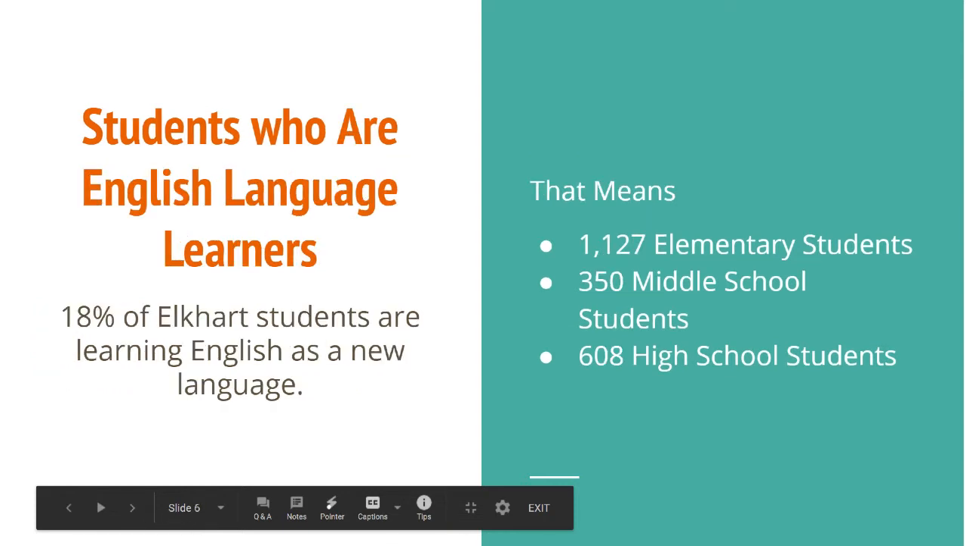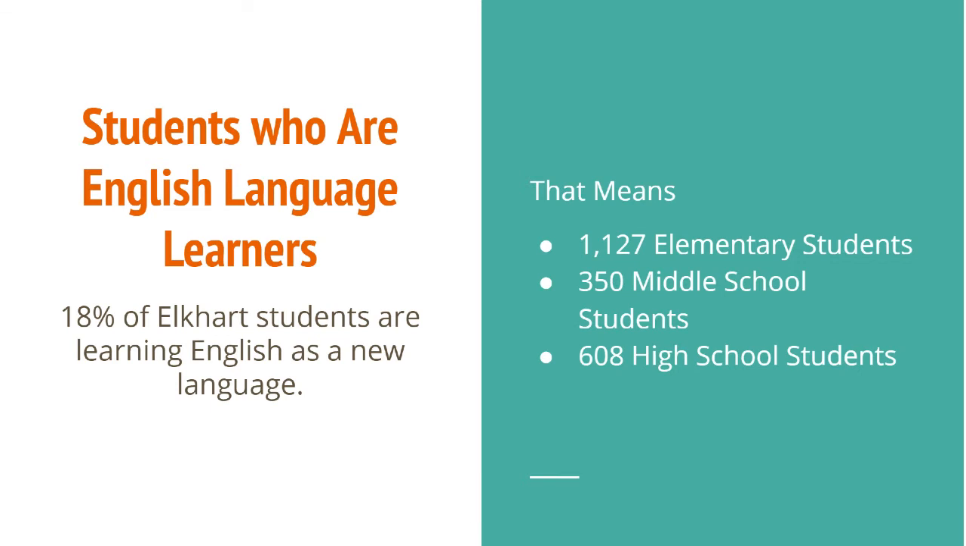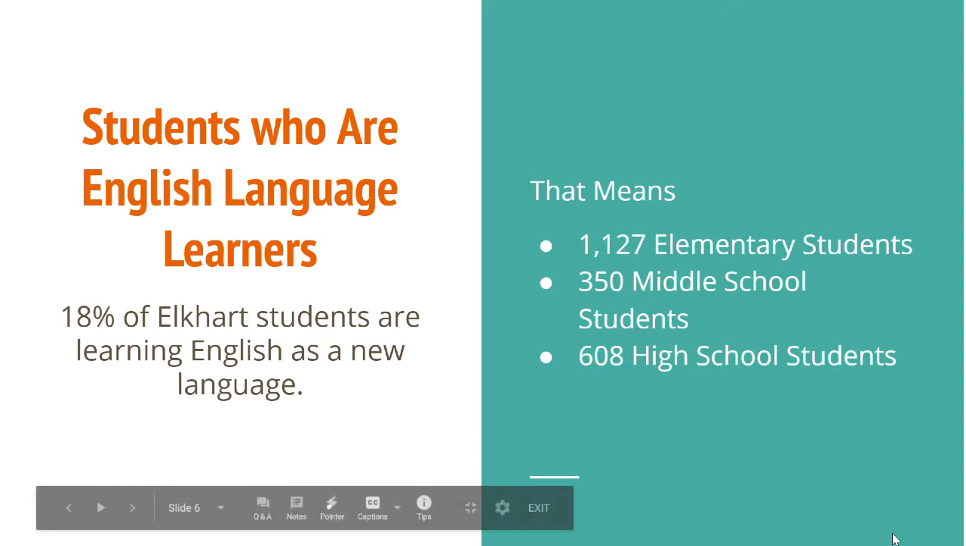For our students here who are English language learners, they make up 18% of the population of students at Elkhart. That means we have 1,127 elementary students, 350 middle school students, and 608 high school students who are all considered English language learners at some point on that scale.